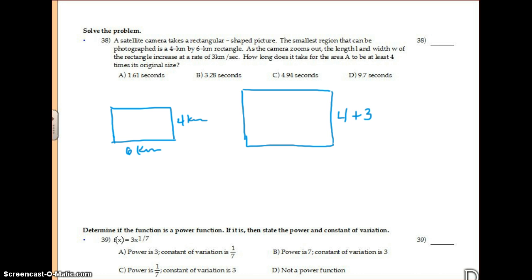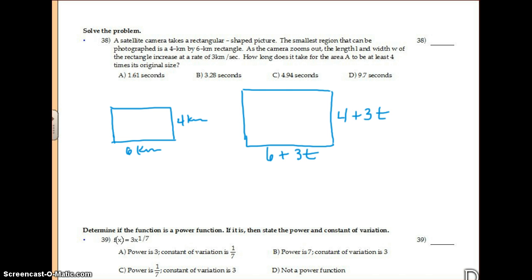So depending on the number of seconds, if it was 1 second, it would just be by 3. 2 seconds, it's going to be double that, which is by 6. So we're going to multiply that by time. And then we have the length, which is also 6 plus 3t, because for every second we increase it by 3 more kilometers.